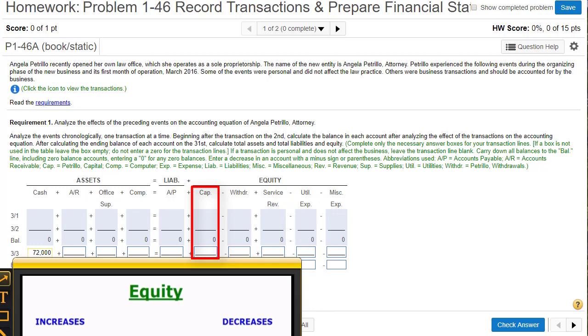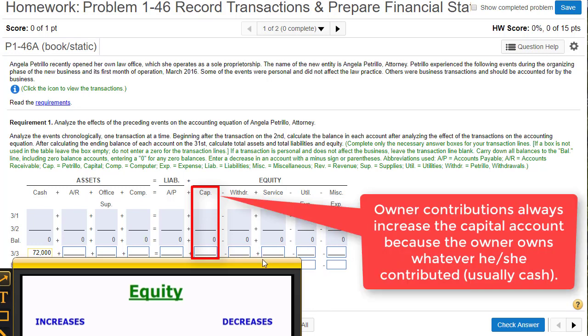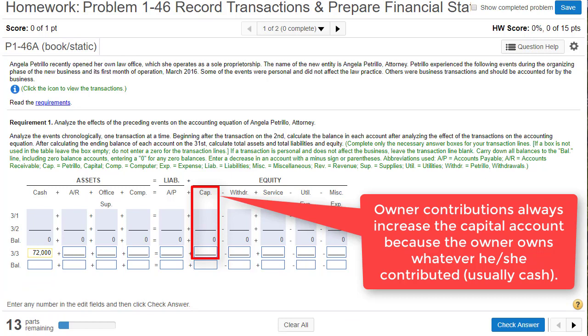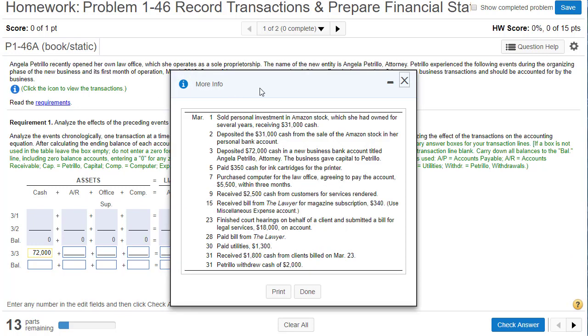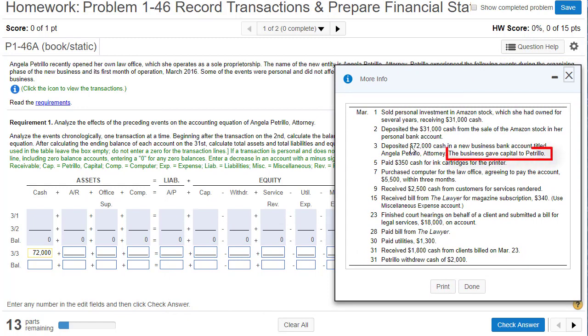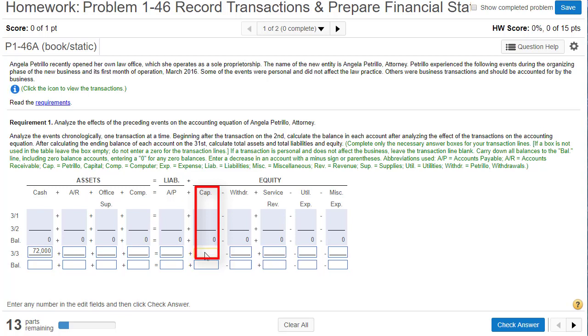So remember, owner contributions always increase the capital account. Also notice that the transaction description states that the business gave capital to Petrillo. So since capital is increasing, we put it in as a positive $72,000 under capital. So remember, for the transaction line, we do not enter zeros for accounts that are not affected.